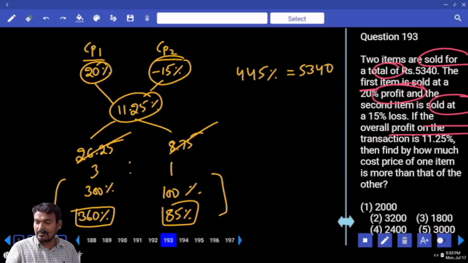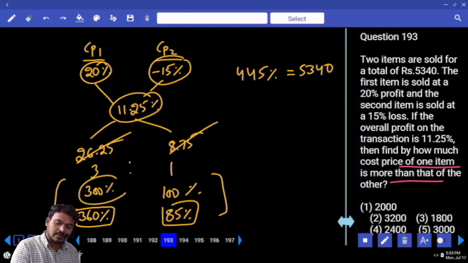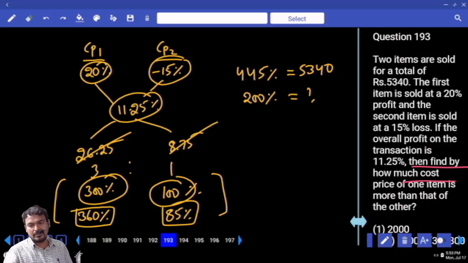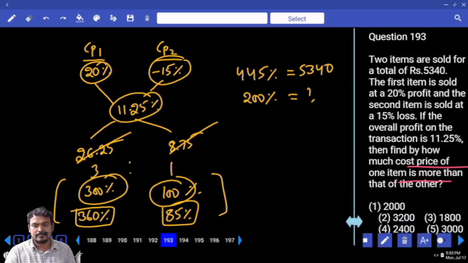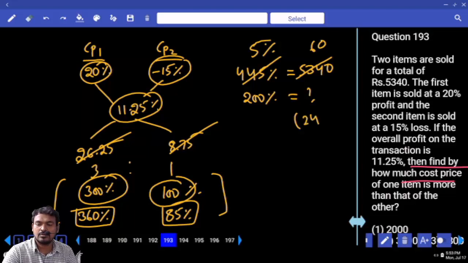But we require the difference between cost prices. What is the difference between cost prices? 200%. What is the difference between 445 and 534? How much? 5 times, 6 times? 5% is how much? 60. What is the 1%? 12. 200%? 2400.